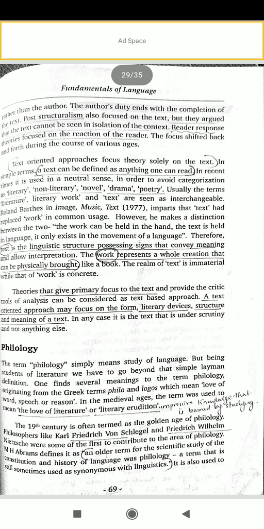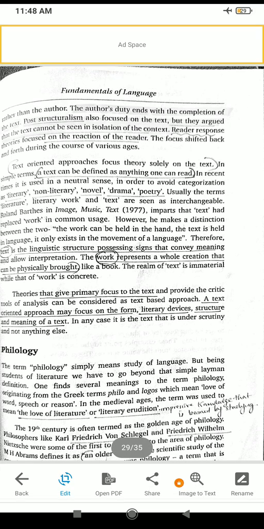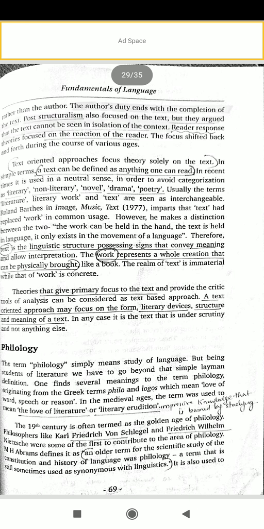There are several meanings for this term philology, and its origin is from a Greek term, philo and logos, which means love of word, speech, or reason. And in the medieval ages, the term used to mean the love of literature or literary erudition. So the love of literature is the meaning of the term philology in the medieval ages.